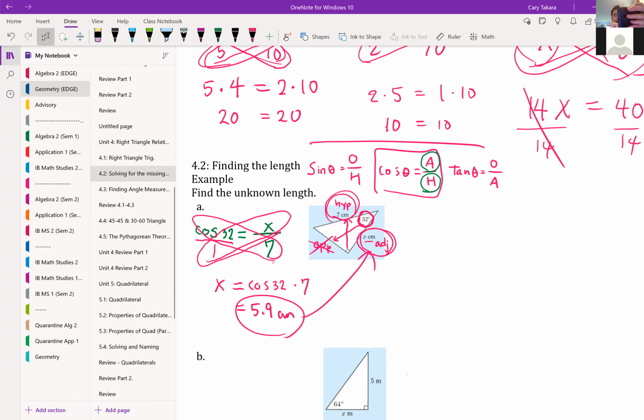32 cosine. So yeah, why don't you go along with me? You do 32 and then you press the cosine button. So 32 cosine and then multiply that by 7. And you get 5.9. Did you guys get that?